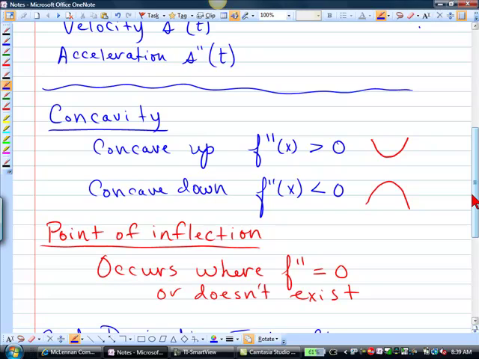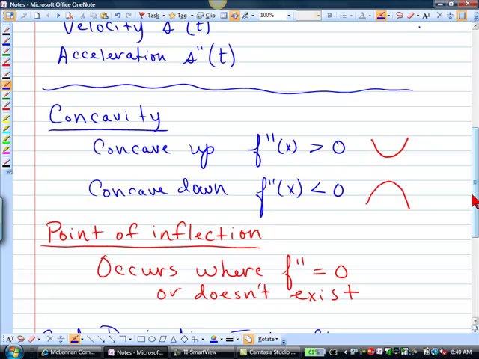That's concavity. You kind of think about a bowl or a cup. Concave up, it's like a cup. And concave down is just pointing down. It should be easy to remember. And concave up is when the second derivative is positive or greater than 0. It's down when the second derivative is negative.